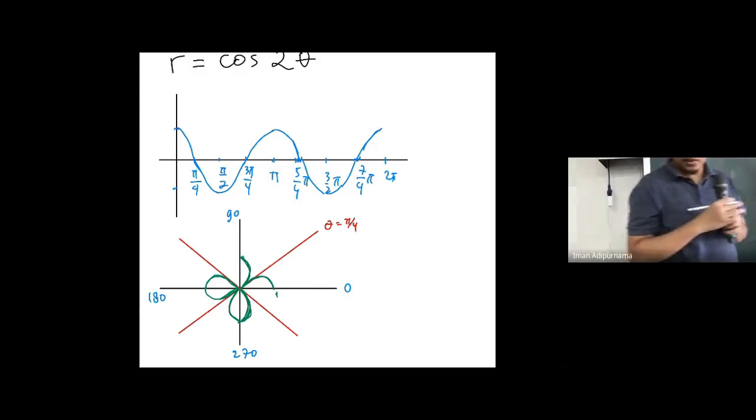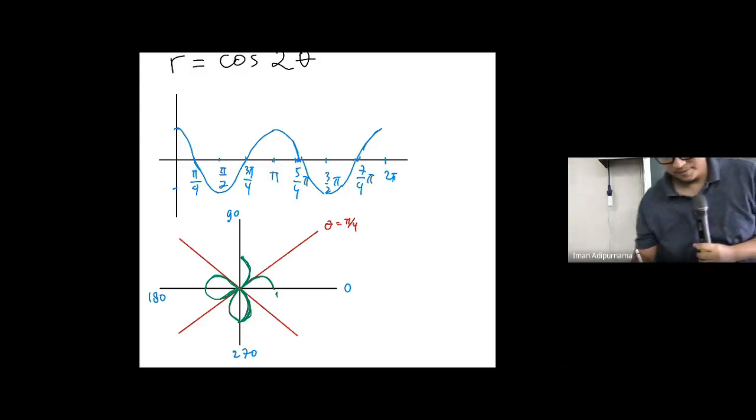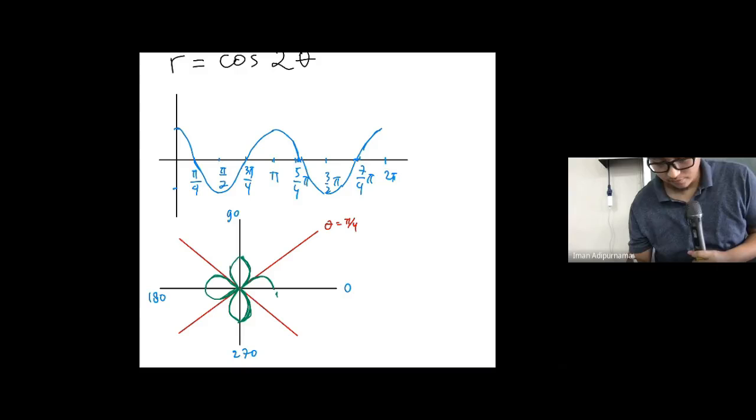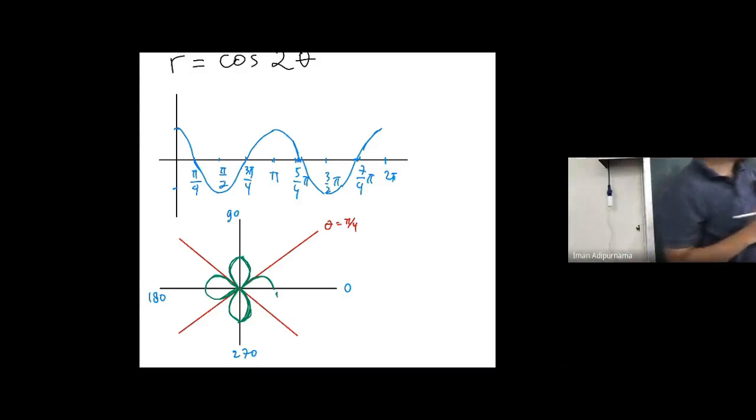And then from 3 over 2 pi to 7 over 4, we get going back to 0. It should be this, but because it's negative, it should be the other way around. And the last part, nothing wrong with here. 7 over 4 to 2 pi, it's 0 to 1.